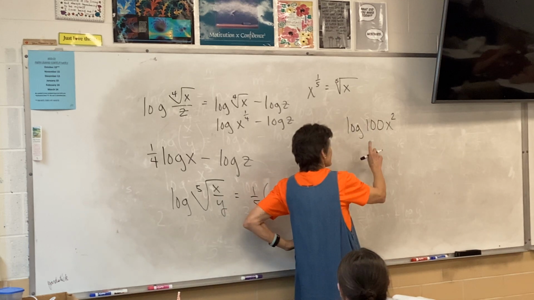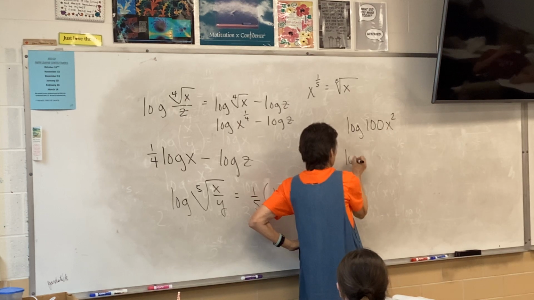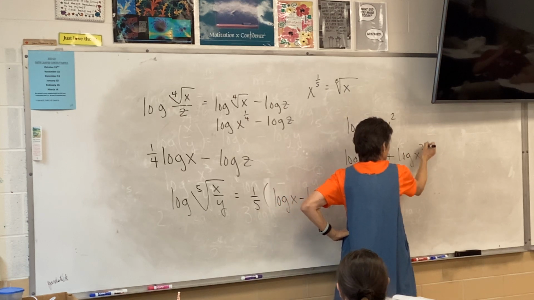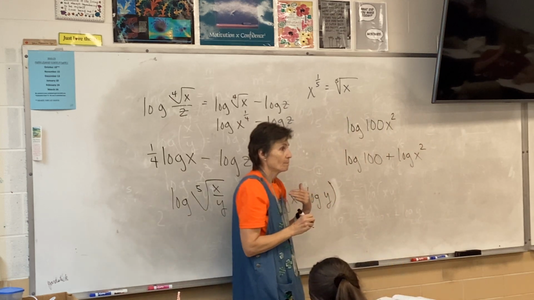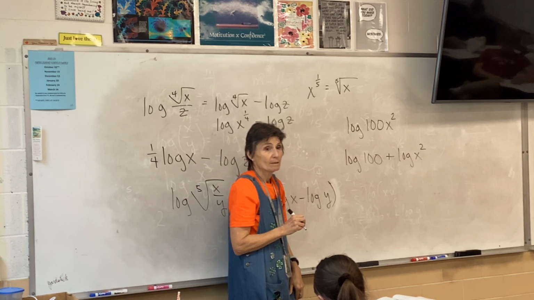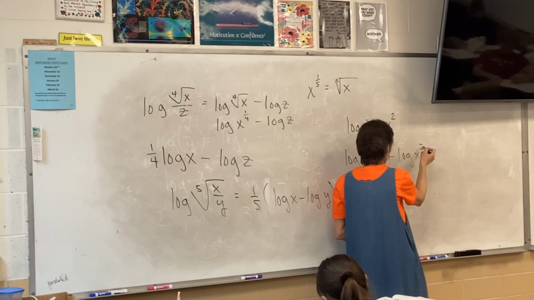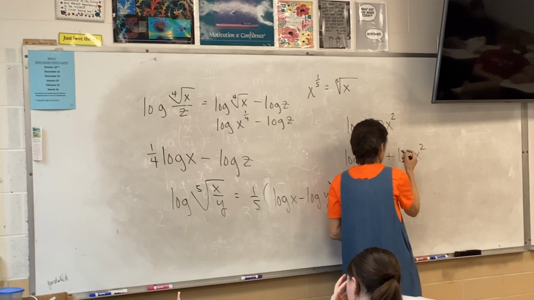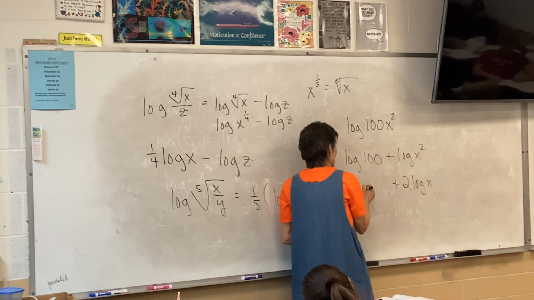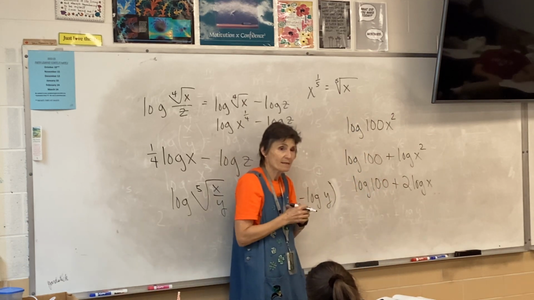So, look guys, isn't this a multiplication right here? So can I separate this as the log of 100 plus the log of x squared? Can I do that? Because it's a multiplication problem. Now, what happens to this 2 right here? No, it doesn't go away. It goes in front. So this is going to be 2 log x. And a lot of people will stop here.